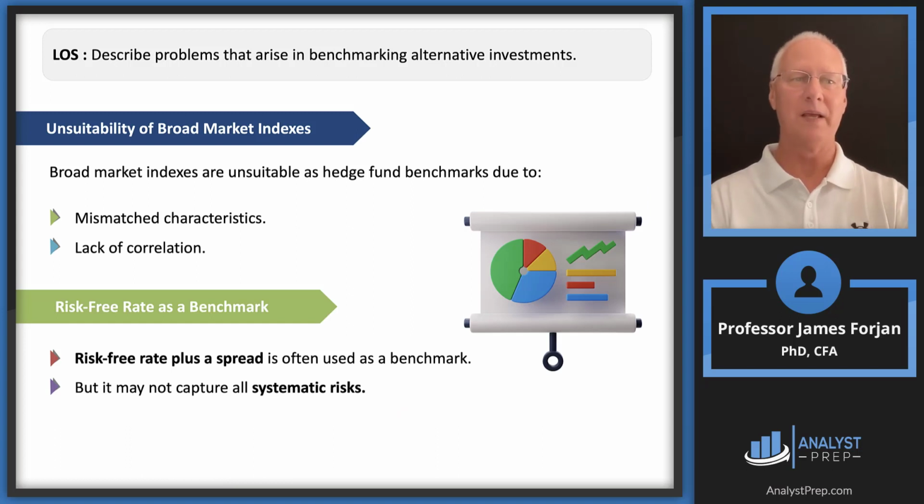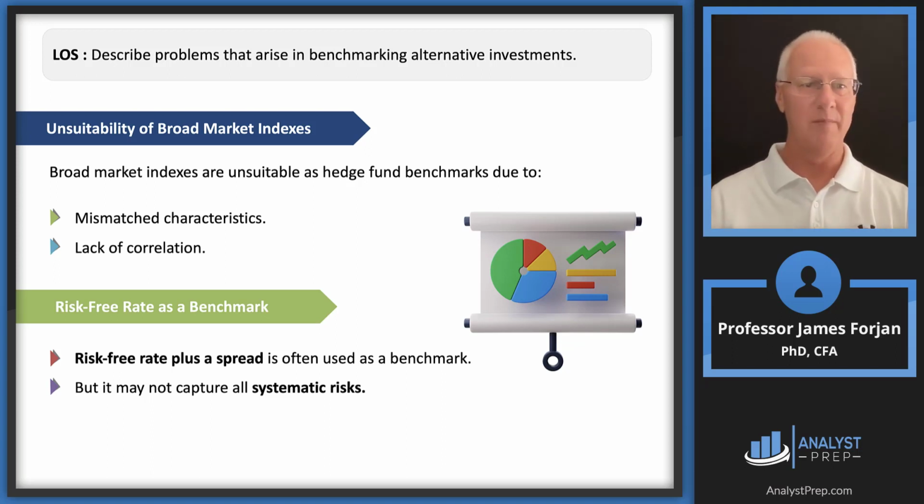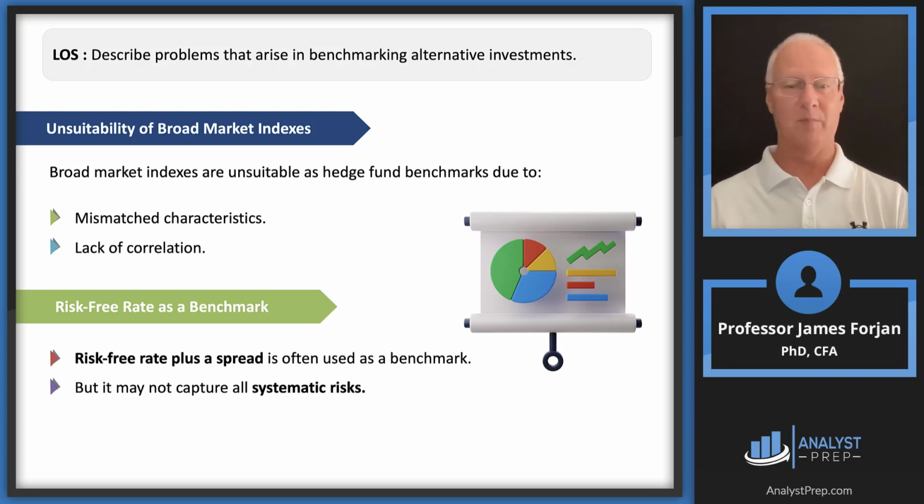All right, so what about the unsuitability of broad market indexes? Well, this should make perfect sense based on what I was just saying earlier: mismatched characteristics, and then probably zero correlation between and among all these things. How about if we use the risk-free rate of return as a benchmark and then add some type of a spread? Well, that makes pretty good sense.